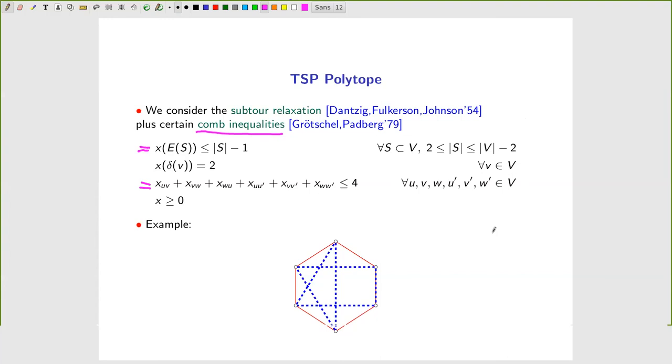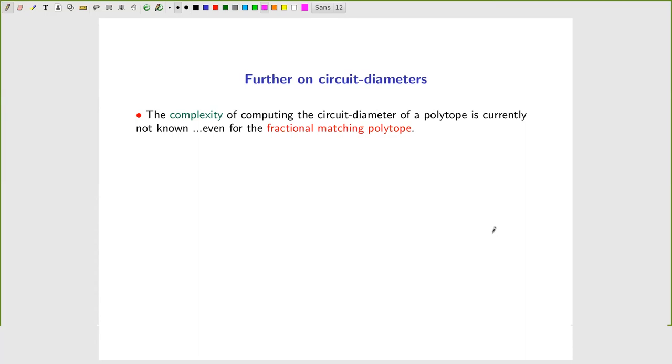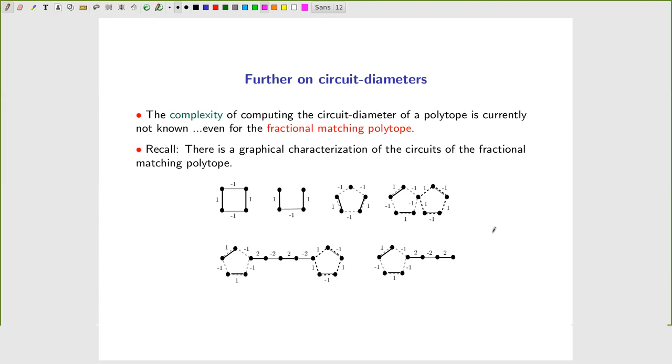And I think that's it. Just final remarks. Now, the complexity of computing the circuit diameter of a polytope is also open right now. And even for the fractional matching polytope, it keeps coming back. Recall that there is a graphical characterization of the circuits of the fractional matching polytope, that they are basically the actual directions of the polytope, which is kind of nice.